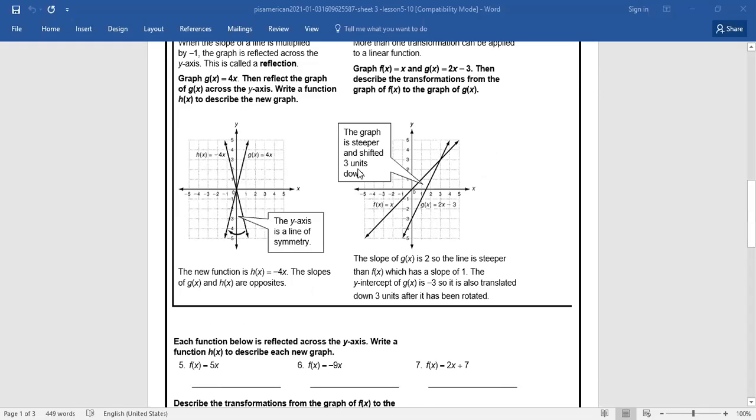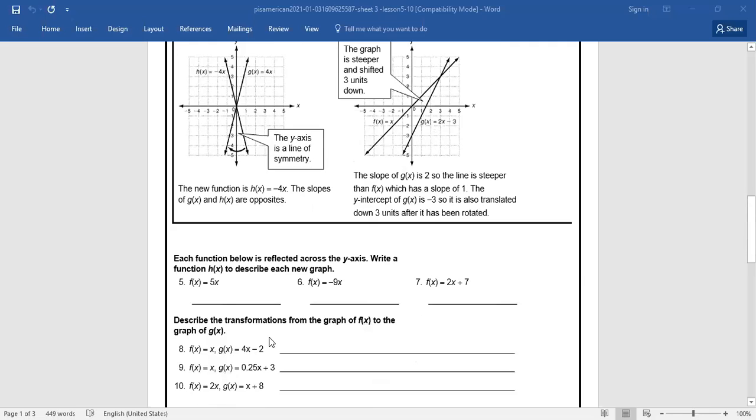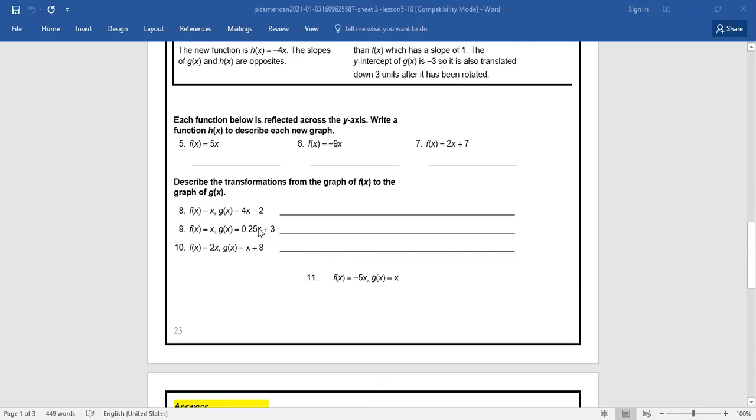Okay. Each function below is reflected across the y-axis. Write the function h of x to describe each new graph. We have a question here. f of x equal 5x. Could you please tell me the function which will be reflected across the y-axis? f of x equal 5x.